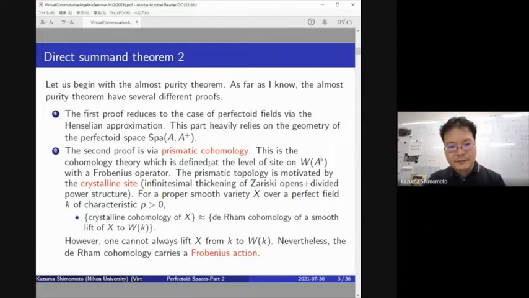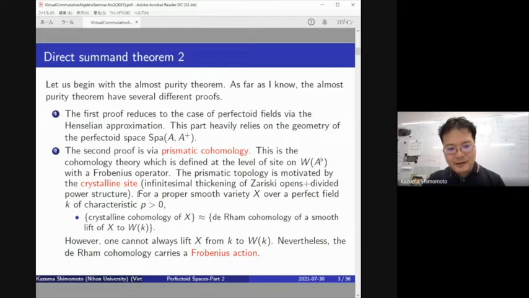And the second proof is done via the more recent prismatic cohomology, which I don't quite understand. This cohomology theory is more number theoretic in context. It has a Frobenius operator, and prismatic cohomology, I think, comes from arithmetic cohomology, so-called crystalline cohomology. But you don't have to worry about crystalline cohomology. So here's just a punchline. Why is it better to think of prismatic cohomology?